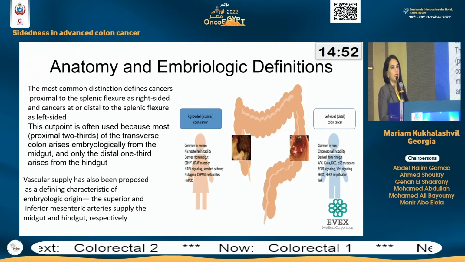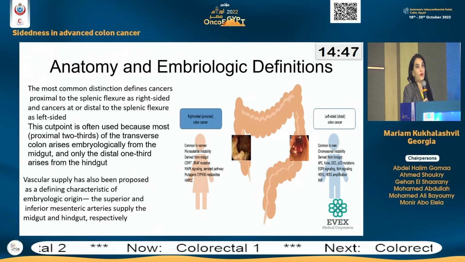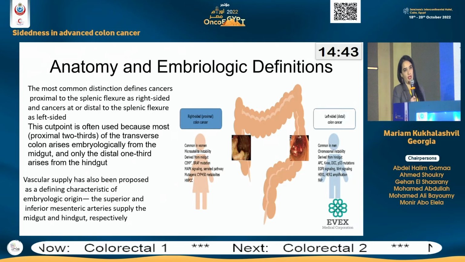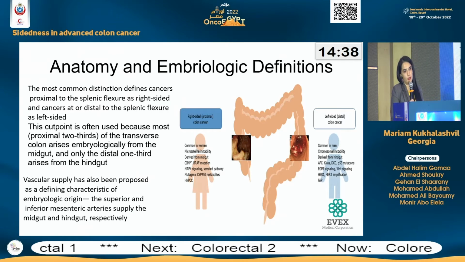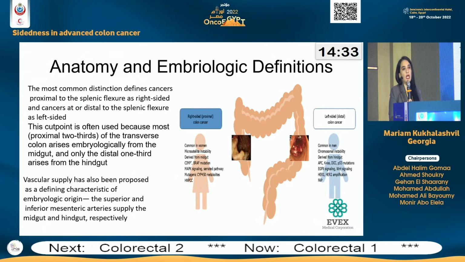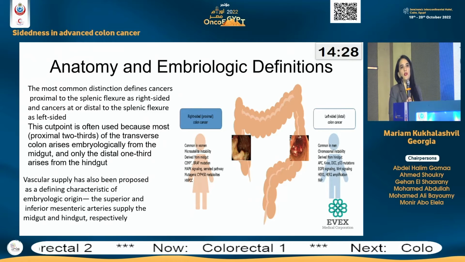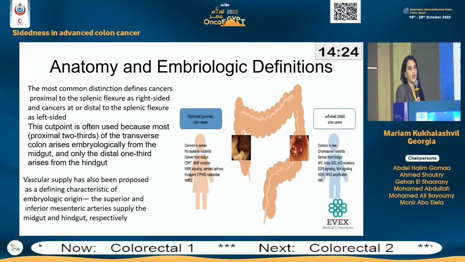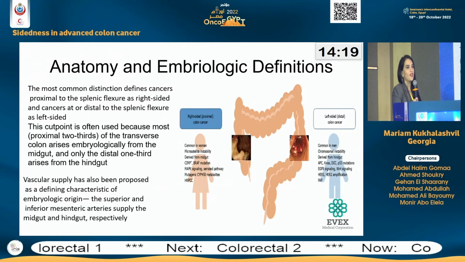Today my talk is about the sidedness of colorectal cancer. It's a very important part of our field because it is the third most common diagnosed cancer in European countries. This diagnosis is very heterogeneous and has different outcomes, and the biology and the prognostic and predictive markers are different between left and right-sided colon cancer. Let's start from the beginning with anatomy.